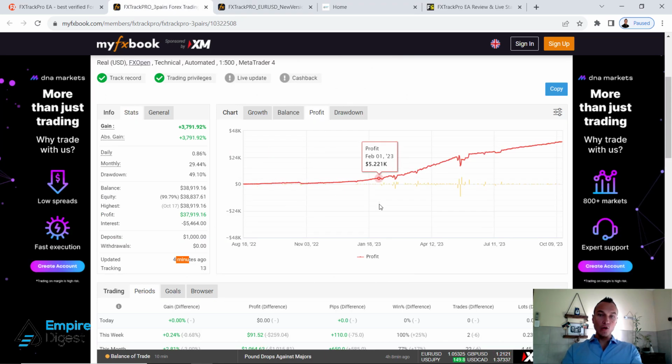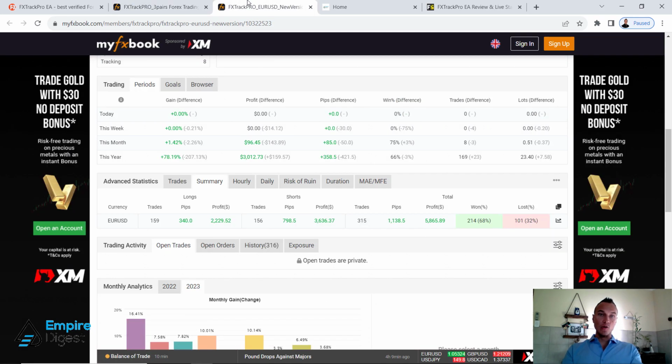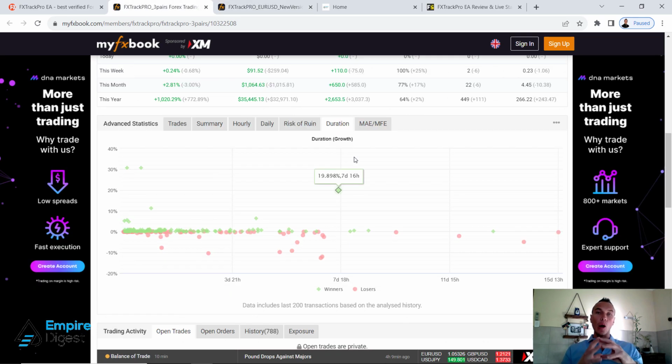Now, let's quickly go down. I want to go to duration. So we want to see on average, how long does a trade stay open? The longer means you have to pay more swaps, and there's also a possibility that they don't use a stop loss. Another tip, ask FXTrack Pro if they use a stop loss on the forex trading robot, or if it's based on the drawdown. Does it work on a risk factor of drawdown or a stop loss?